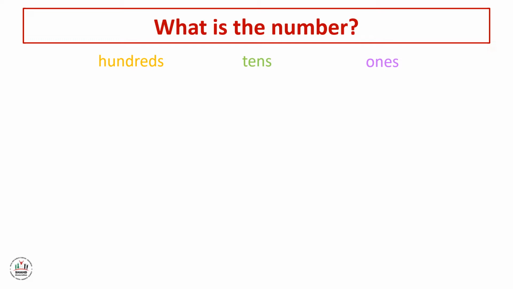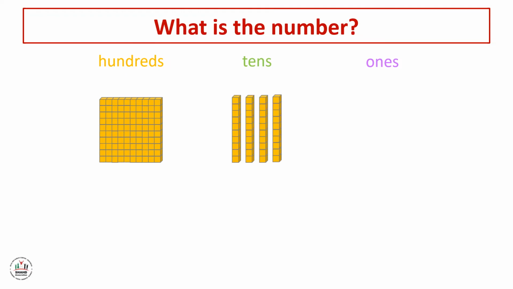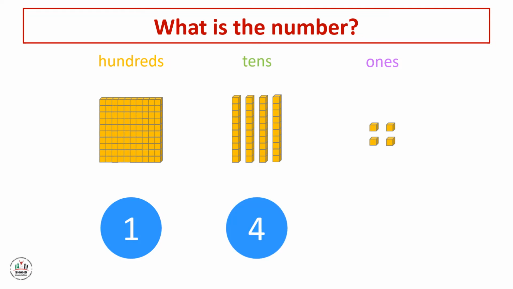Another one. How many hundreds we have here? We have only 100. And how many tens we have here? We have 4 tens. And how many ones? We have 4 ones. So we have 100, 4 tens, 4 ones. So the number is 144.